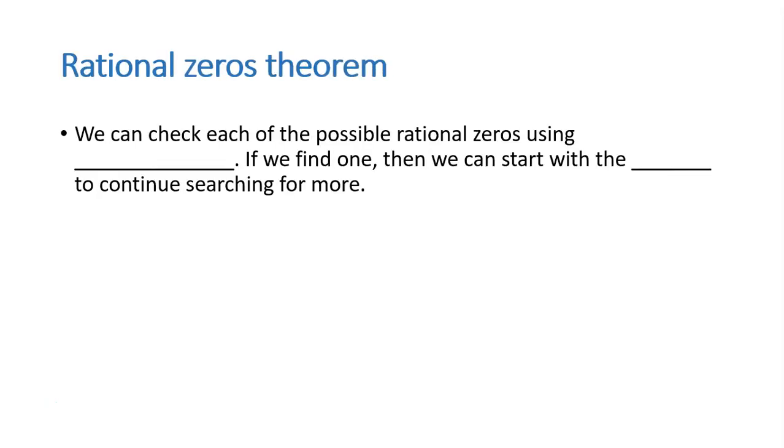So in general, procedurally speaking, we check each of our possible rational zeros using synthetic division, and then if we find one, we can start with the quotient. In other words, we canceled out one zero, we start with what's left over to continue searching for more.